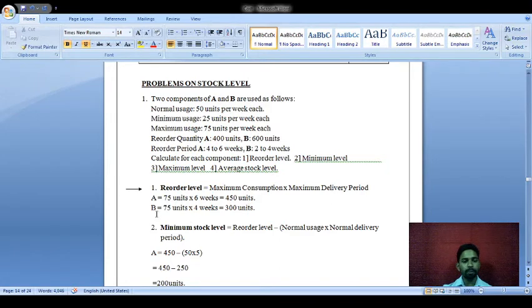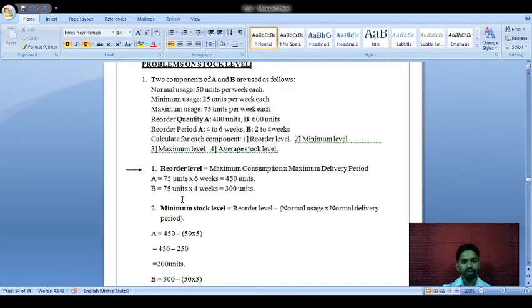For the B purpose, the same, maximum consumption is 75 units. It is each, meaning for the A purpose as well as the B purpose. So 75 units into 4 weeks. Why 4 weeks? Because this is the maximum delivery period for B: 2 is the minimum weeks and 4 is the maximum weeks. So 75 into 4 weeks is equal to 300 units. Like this we ascertain the reorder level.